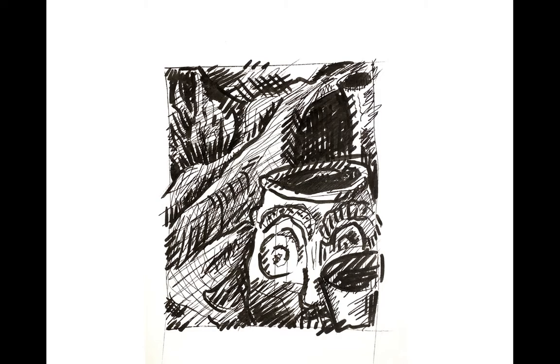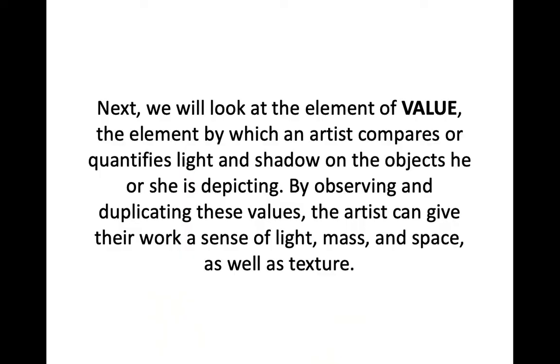But you can see I am dealing with value, but it's very rough. I think what's most important is thinking, where's my light, where's my dark, where's my grays? And, of course, composition. Next, we're going to look at the element of value, which is, of course, the element by which an artist compares or quantifies light and shadow on the objects he or she is depicting. This can be black, white, gray objects, or color objects.